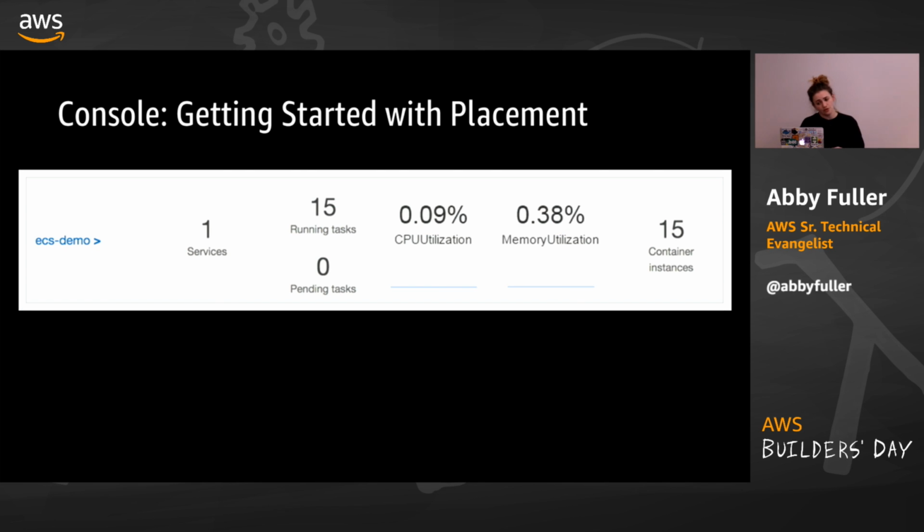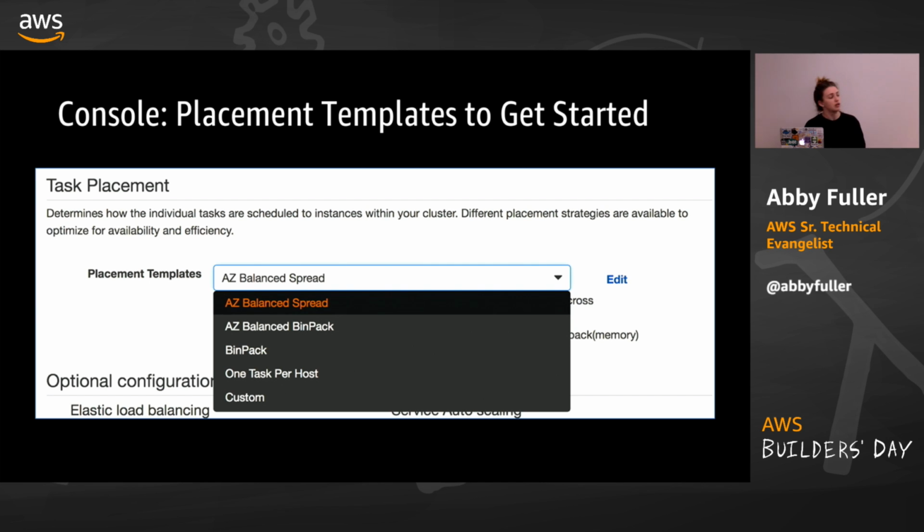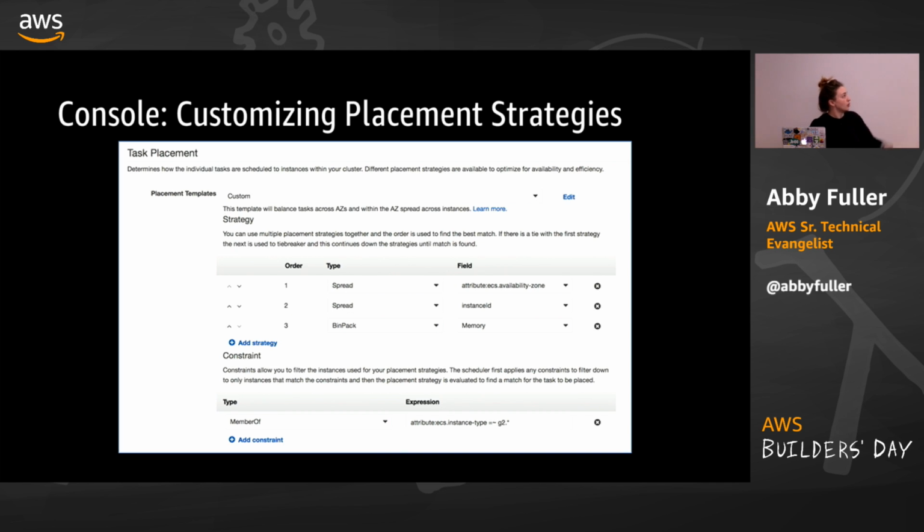You can do this from the console. If you want to get started with placement, the default is this AZ balance spread. So spread as evenly as possible between all the availability zones that my cluster is running in. You can choose not to change anything. It will just default to this, and it will work quite well. There are a couple of templates to help you get started, or you could write a custom one. You don't have to write cluster query expressions to do this. You can use the dropdowns. So this one would spread on availability zone, then by instance ID, and then by memory.